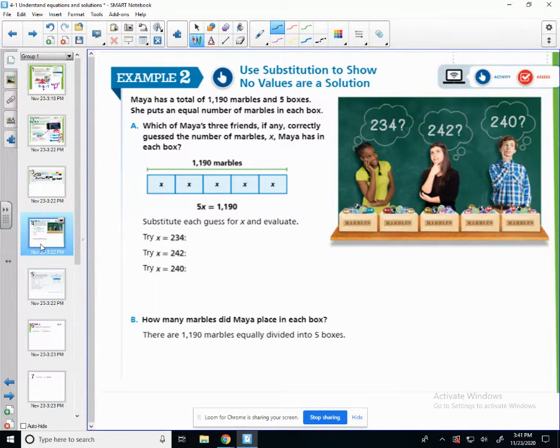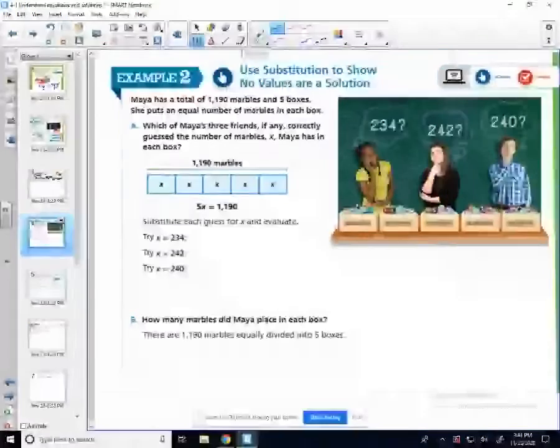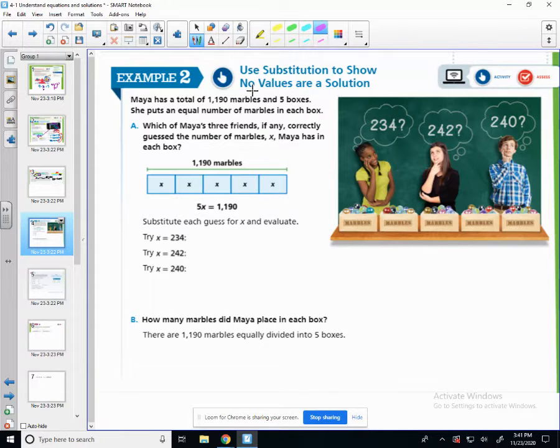This time we're going to use substitution. So this is our trial and error. You try it, it doesn't work. You try it, it doesn't work. So we're going to try it and see what happens. Maya has a total of 1,190 marbles. And she has 5 boxes. She puts an equal number of marbles in each box. Which of Maya's 3 friends, if any, correctly guessed the number of marbles?